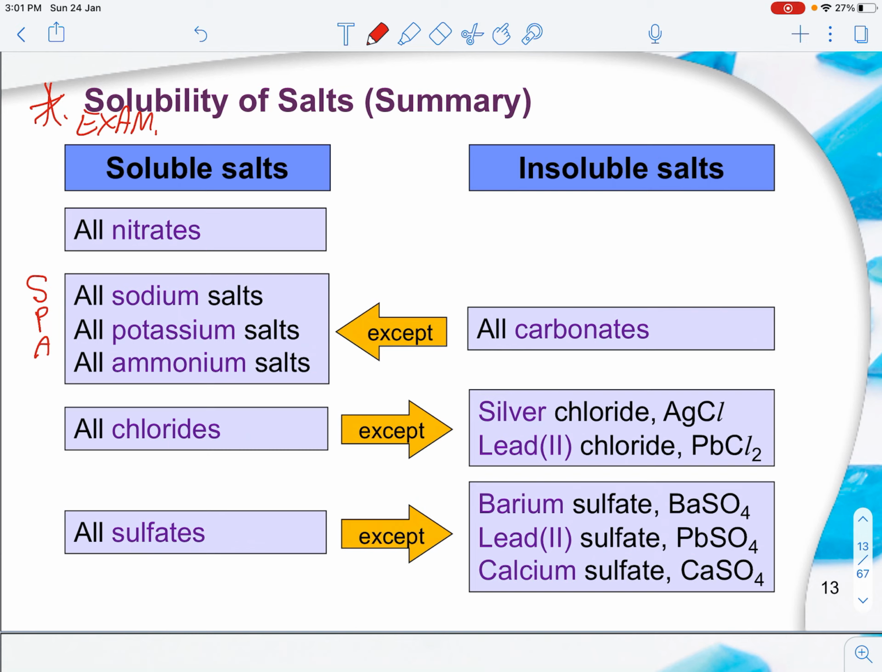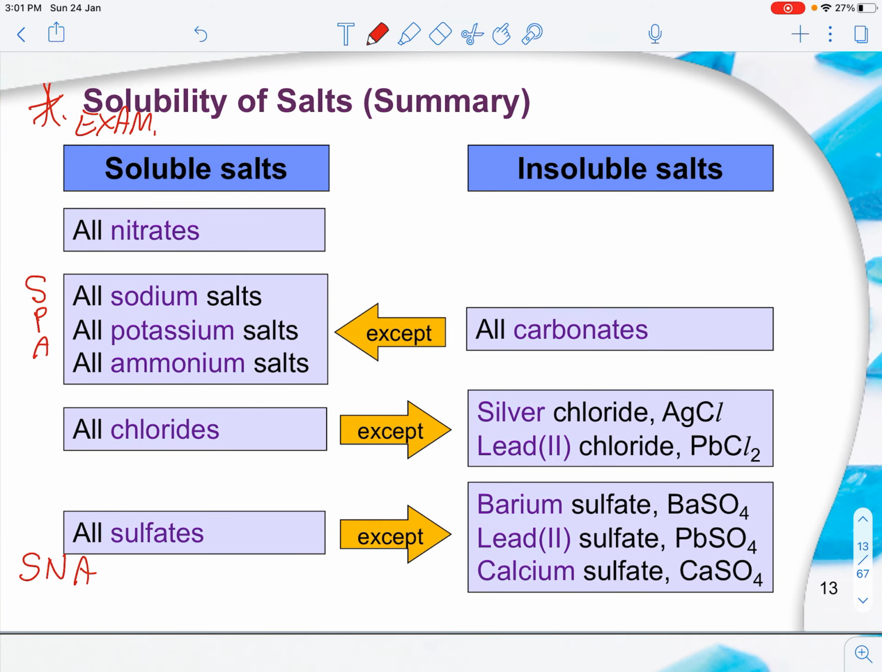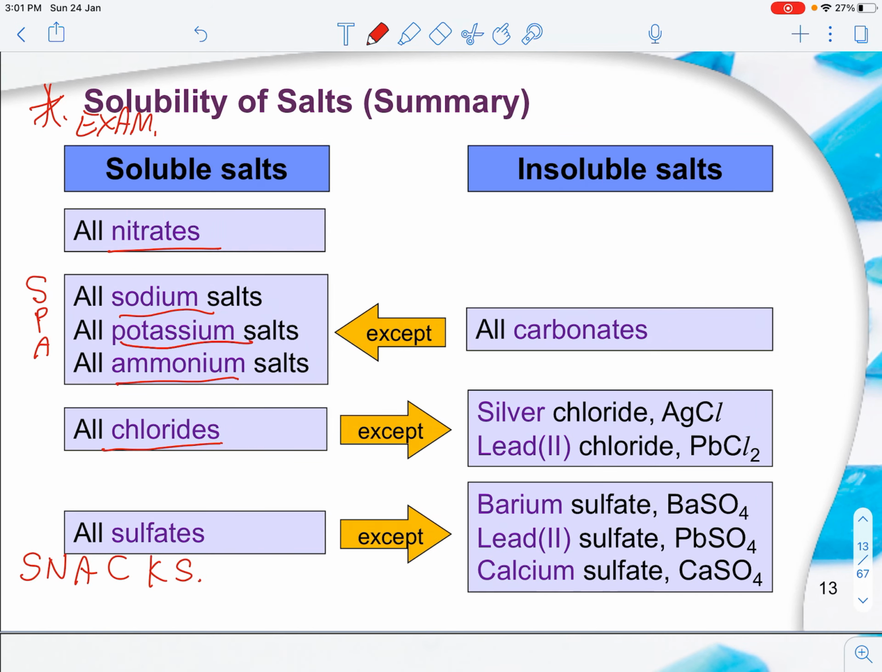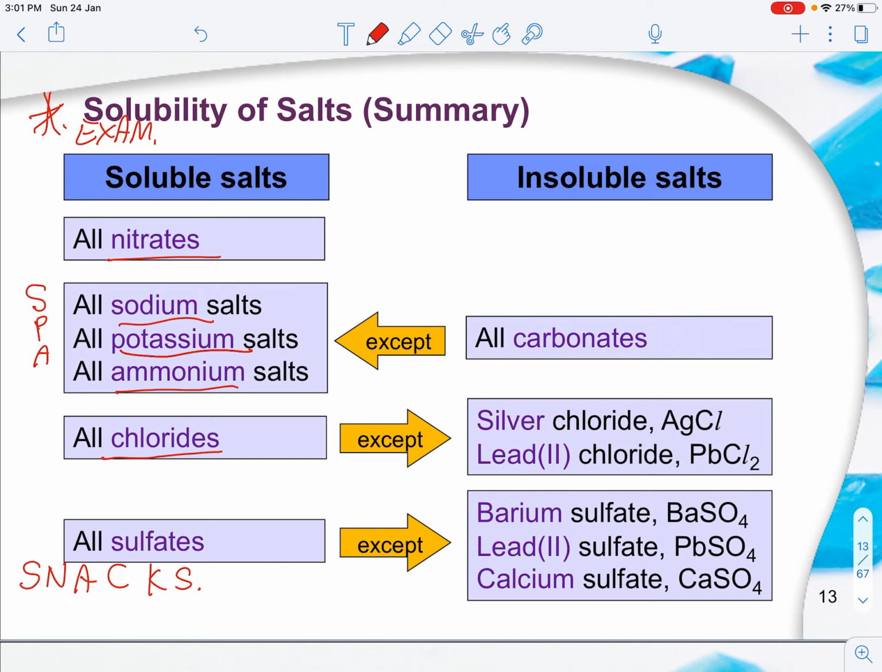Yeah, resume okay. Another way to remember all these is using the word SNACKS, where S represents sodium, N represents nitrates, A represents ammonium, C represents your chlorides, K represents your potassium because potassium's chemical symbol is K, and then the last S is your sulfates. Okay, so this is another way to remember soluble salts.